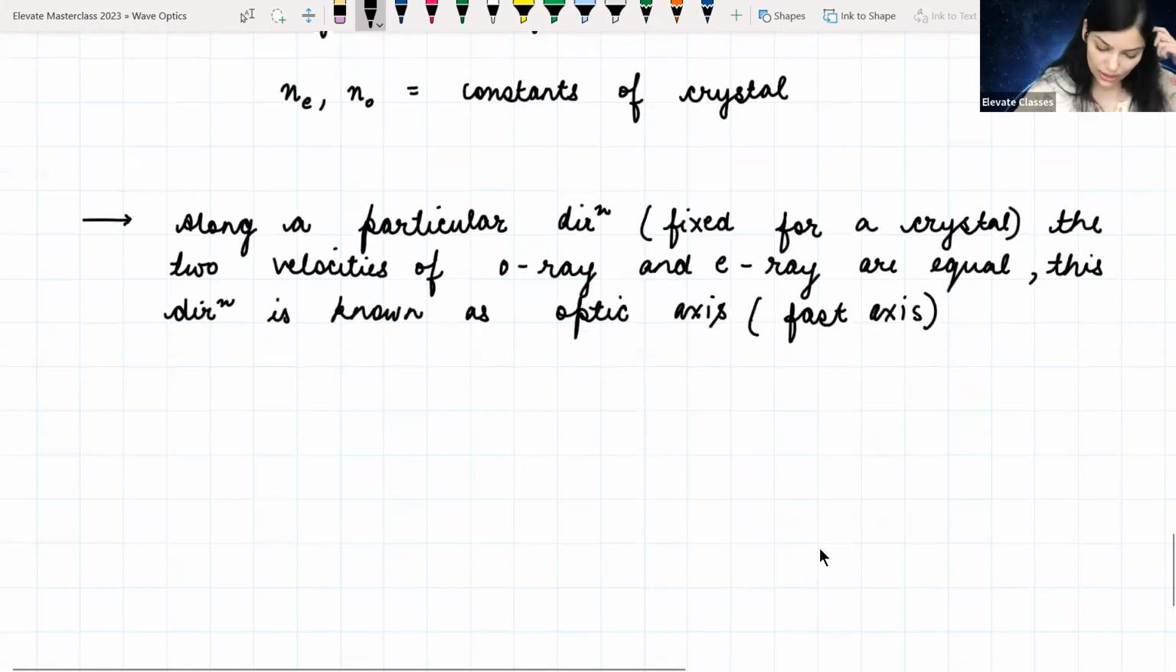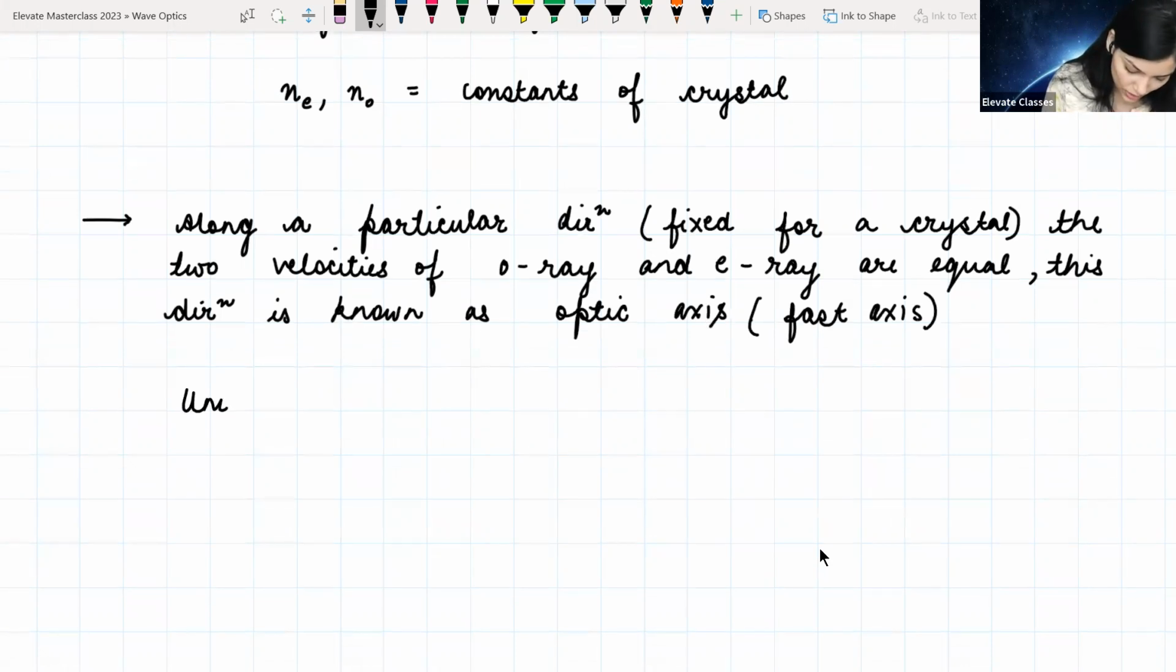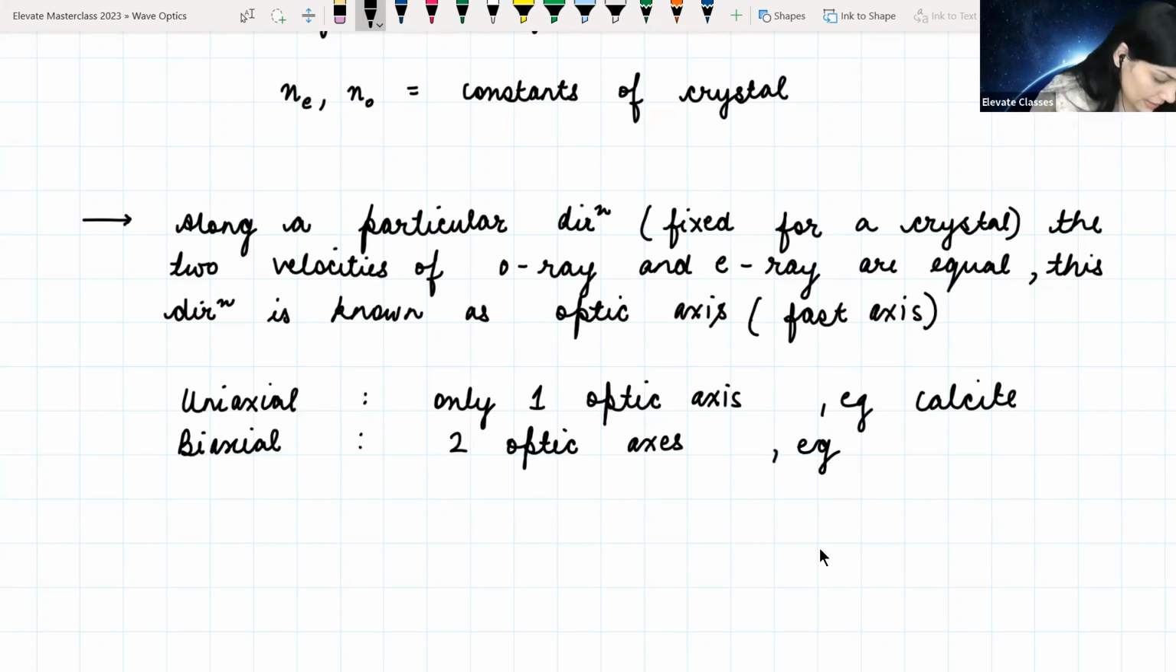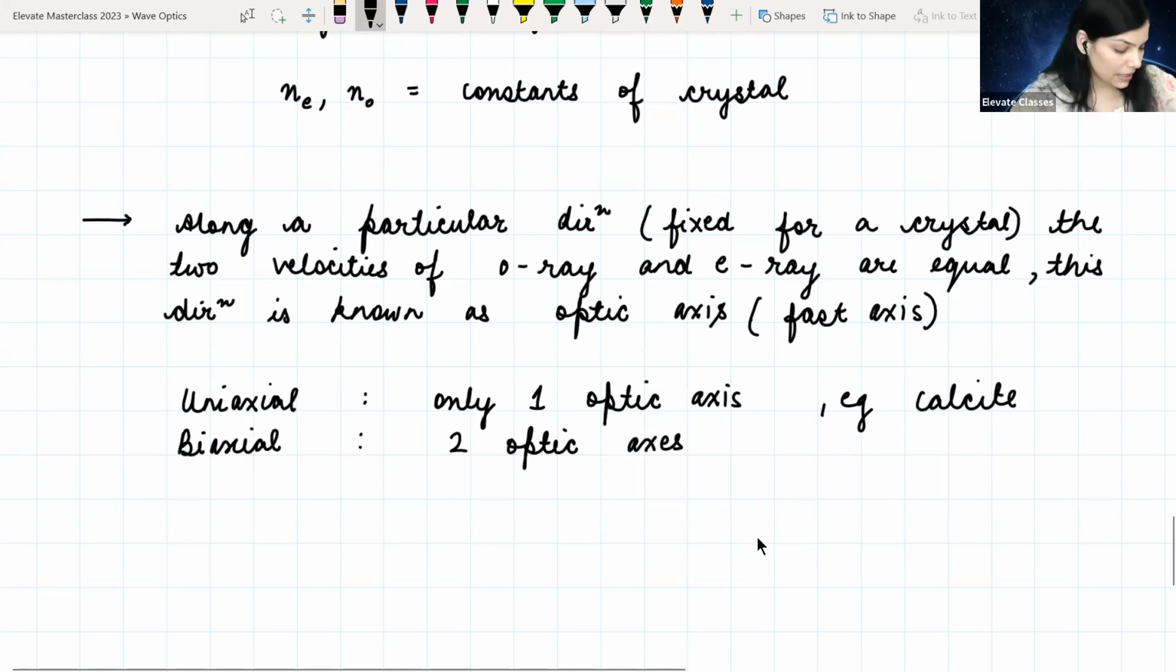Okay, so if there is only one such direction, so uniaxial होगा, that it will have only one optic axis. So this would be calcite, and biaxial होगा, that it can have two optic axes. So this would be, I have not written an example, maybe I don't know an example of this right now. So ये book में पढ़ सकते हो, एक second, I had written which page to study.